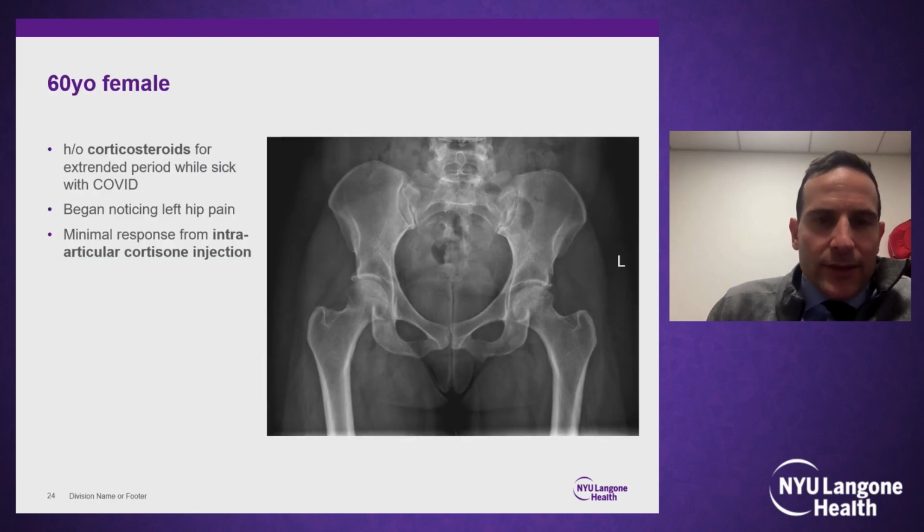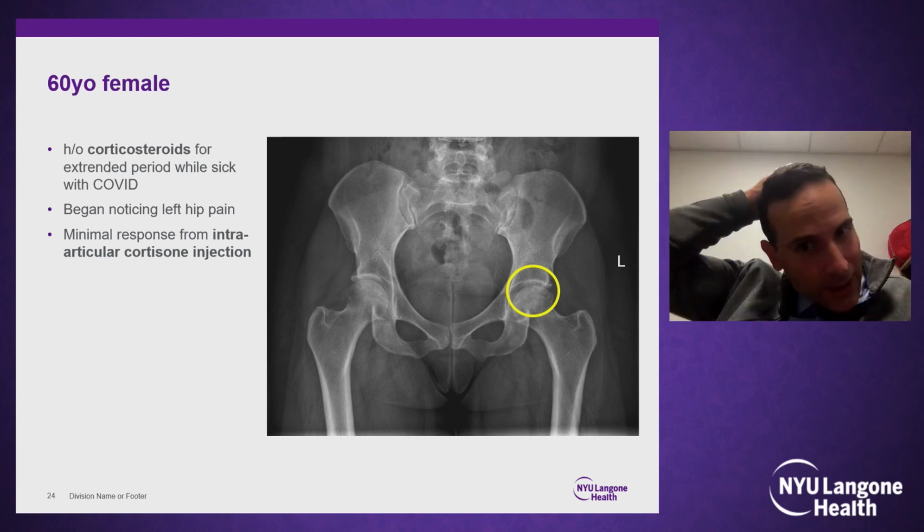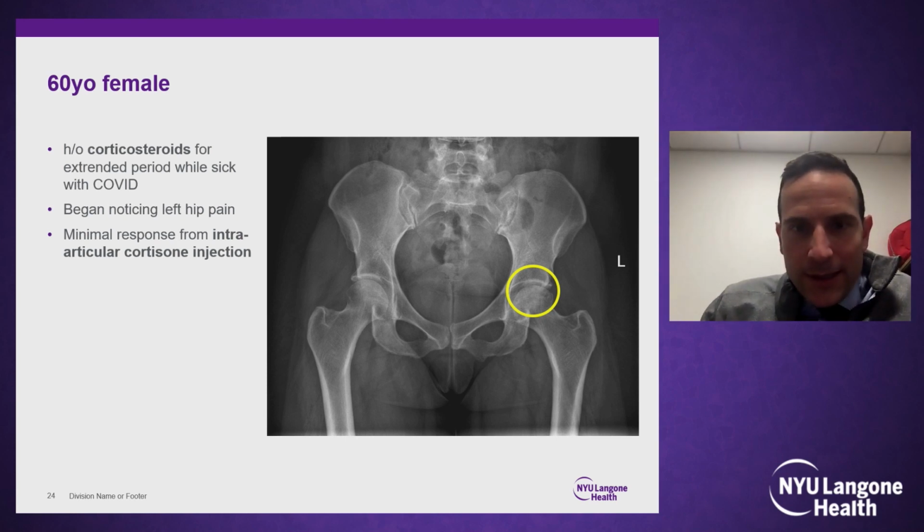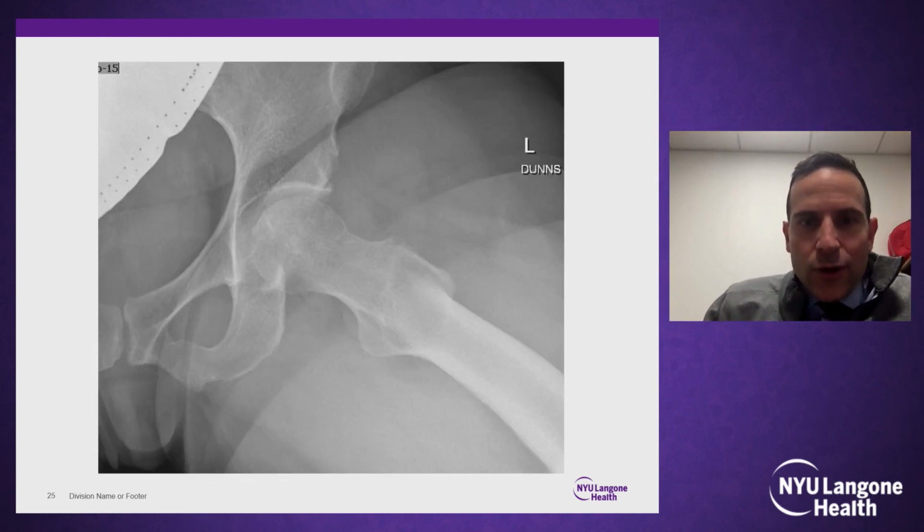So here's a case. This is a 6-year-old female. Her AVN was likely secondary to corticosteroids that she received for an extended period while sick with COVID. She began noticing left hip pain and did not respond to a cortisone injection. When she was referred to me, you can see right there is an avascular necrosis lesion, no crescent sign obvious, so no obvious collapse yet. And on your frog leg lateral, or in this case, Dunn's that's very close to frog legs, no collapse yet. So that's encouraging.